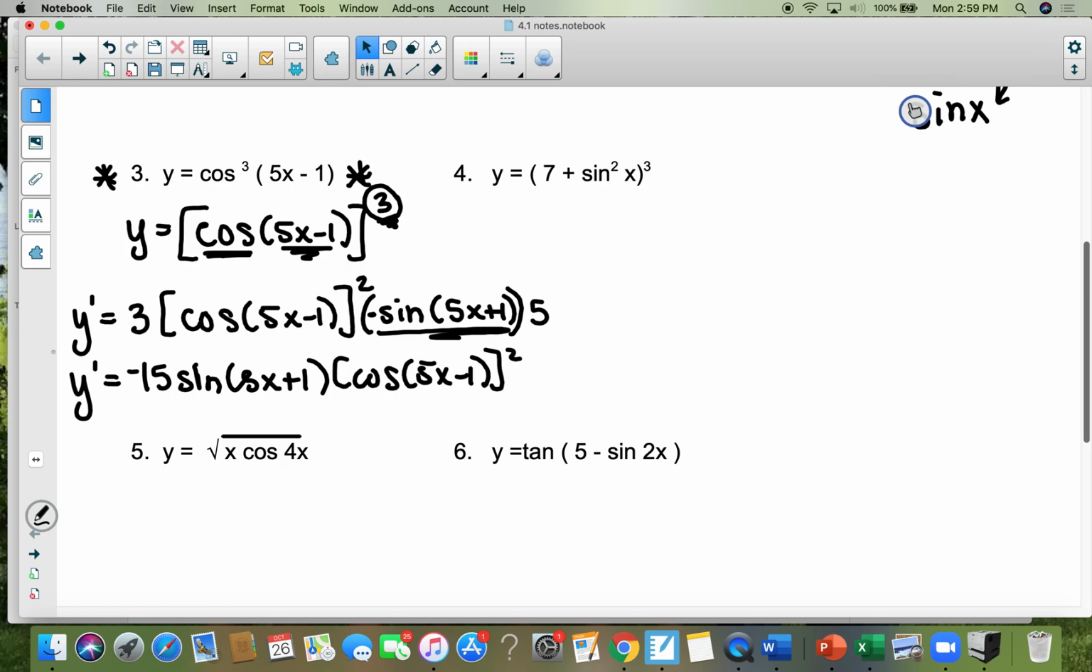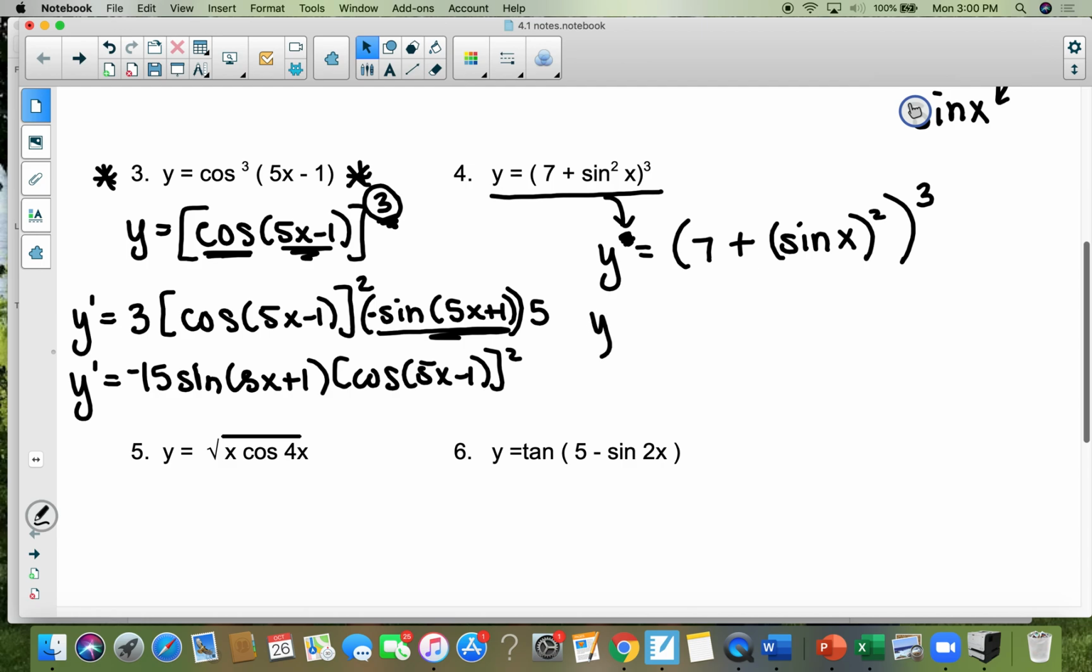This one, see how many links you think this one is. I think the next one's only going to be a 2-linker. Nope, it's a 3-linker, because I'm going to rewrite it. It's going to be 7 plus the sine of x squared, all of that cubed. See that 2 needs to get brought out all the way because it's all of that squared.